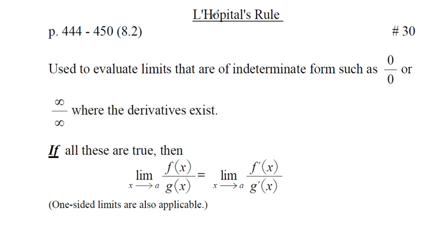L'Hôpital is the word in French for hospital, but in French there's a little hat accent over it called the accent circonflexe. Anyway, L'Hôpital's rule is used to evaluate limits that are of indeterminate form, such as 0 over 0.